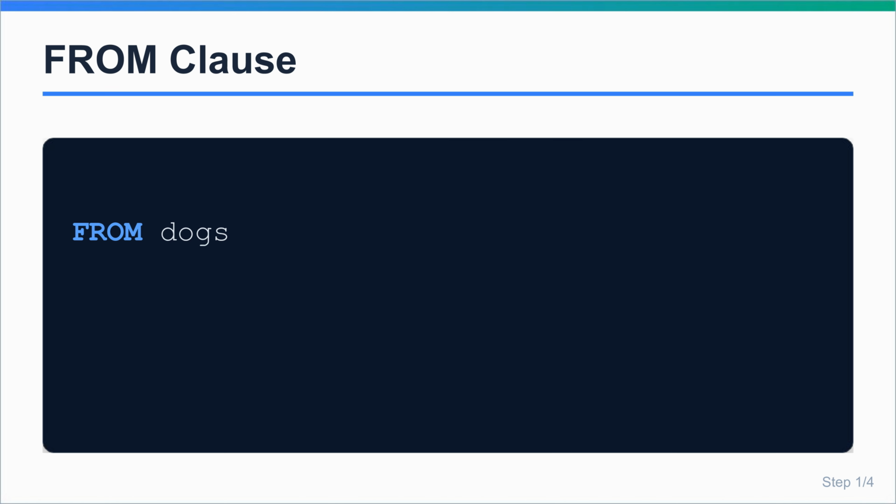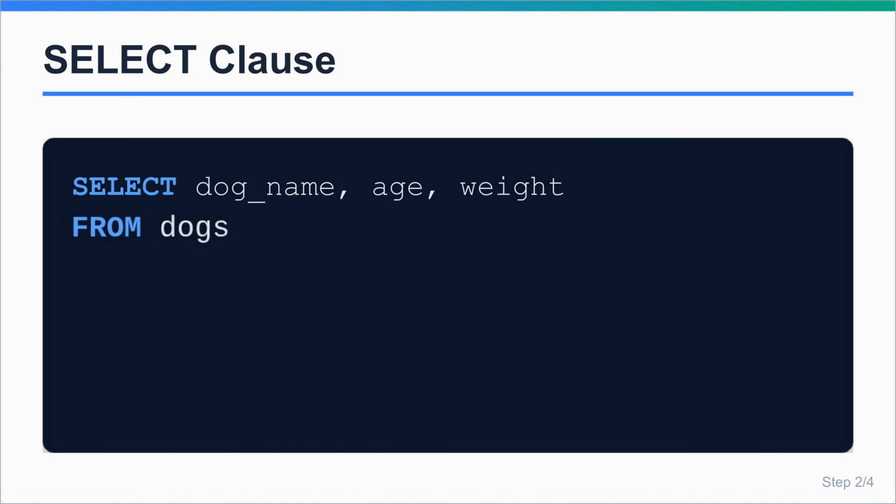Step 1 is always the same. Tell the database where the data lives. And because this question is about dogs, we start with the from clause and point it to the dogs table. This is us telling the database, hey, the information we want is stored over here. Next, we choose what information we want back. This question is about the dogs themselves, so we pick the columns that describe them, dog name, breed, and weight. And as we learned earlier, whenever we're choosing columns, we use the select clause.